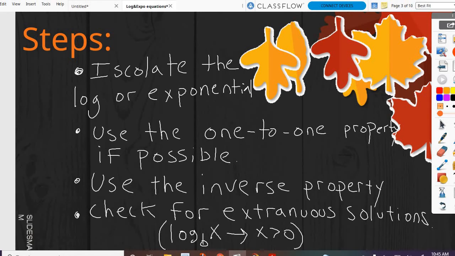So we're going to have to check our solutions and make sure that when we plug them back into our logarithm, we end up with positive things on the inside of our logarithms. Are we all right with that? Questions so far? So let's look at some examples. So let's look at our exponential equation first.